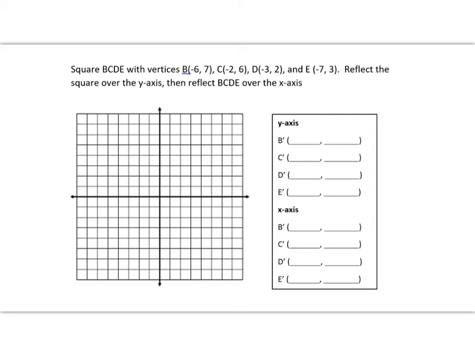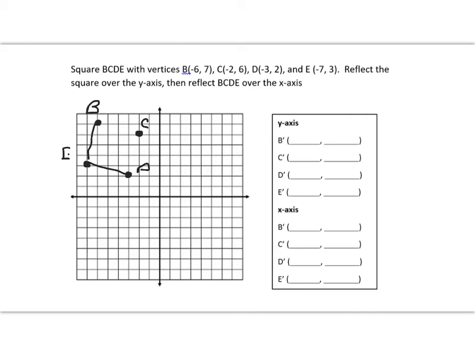Okay, now we've got a square with the vertices -6, and so on. Reflect the square over the y-axis, then reflect the original over the x-axis. So we're not taking it each time, we're just doing our original one and first reflecting over the y-axis. So let's get the original figure first. So I've got -6, 7. That's B, and I got -2, 6. That's C. -3, 2 is D, and -7, 3 is E.